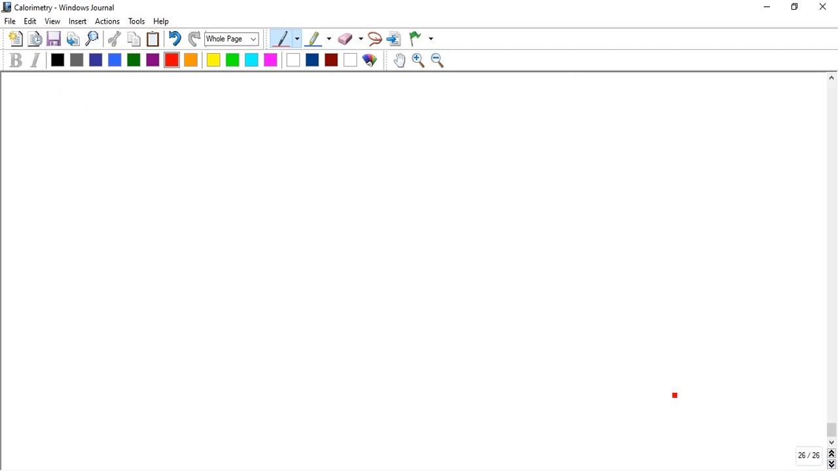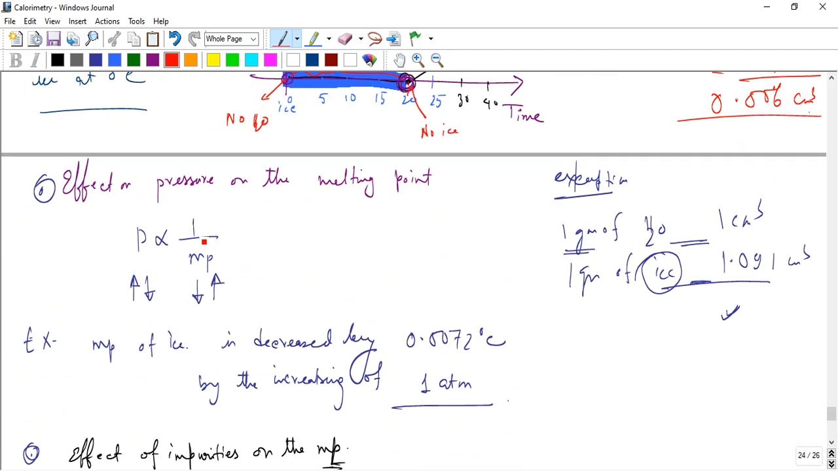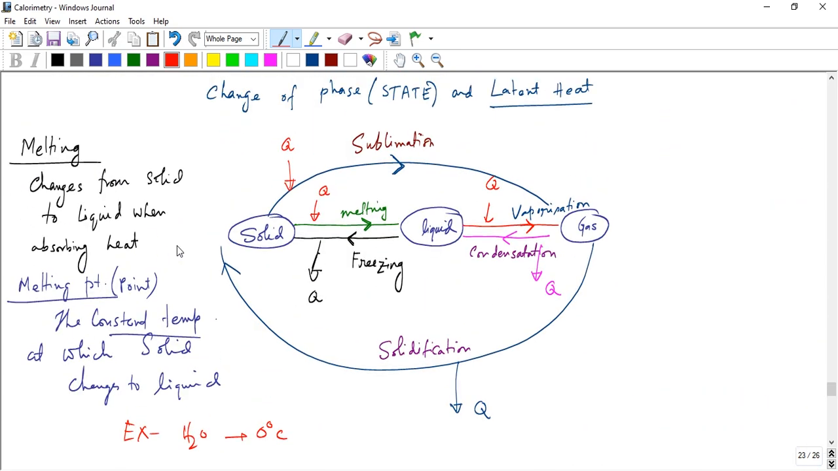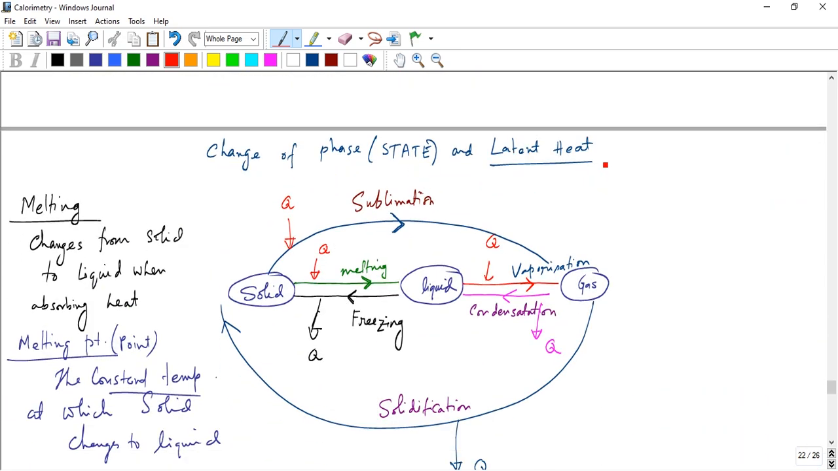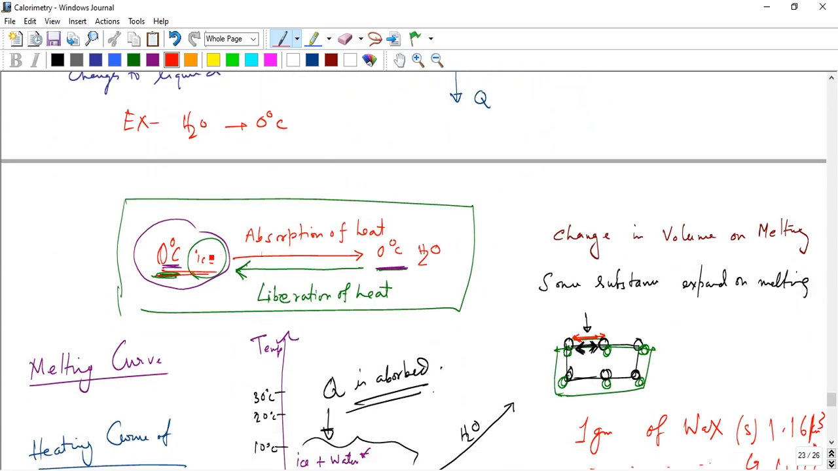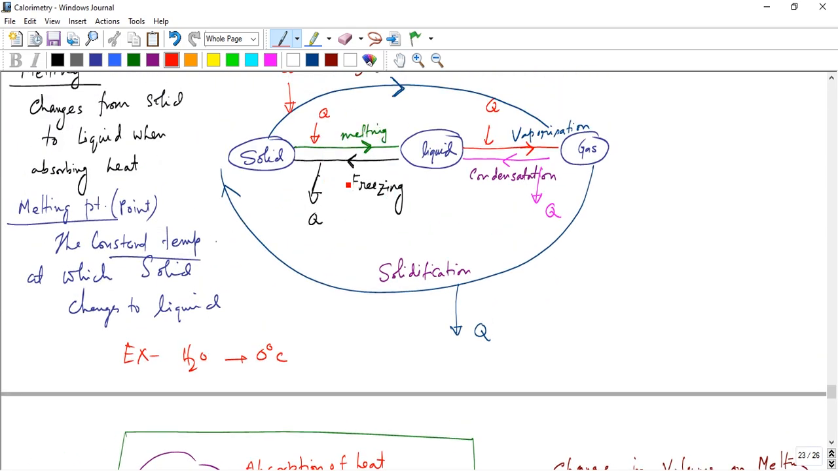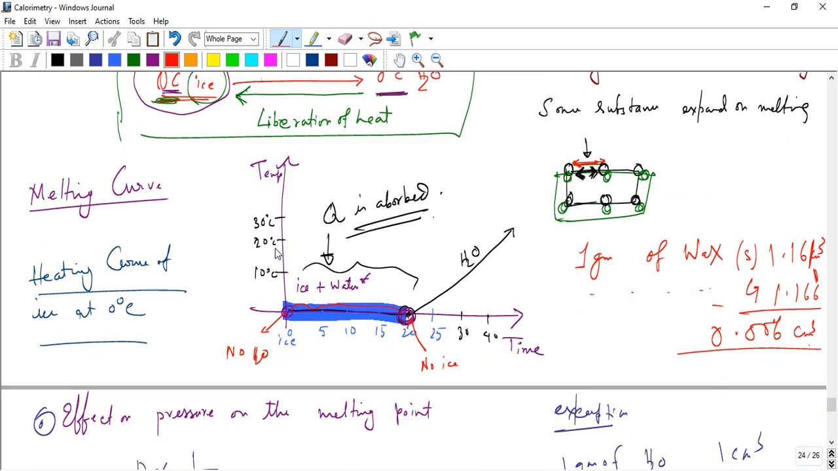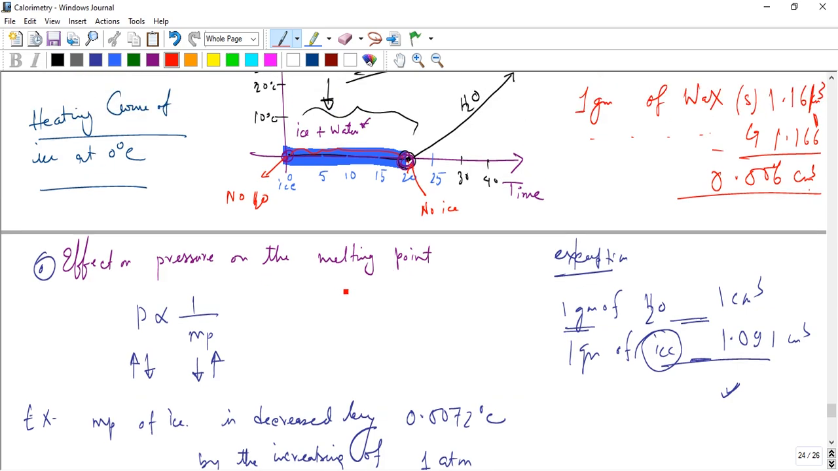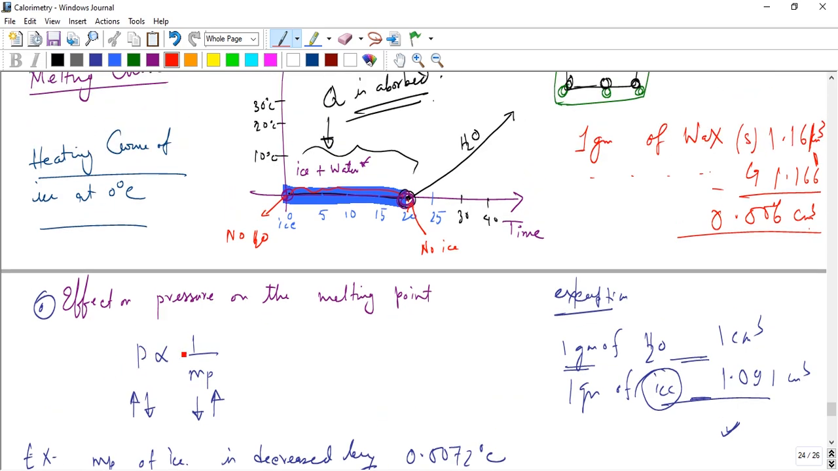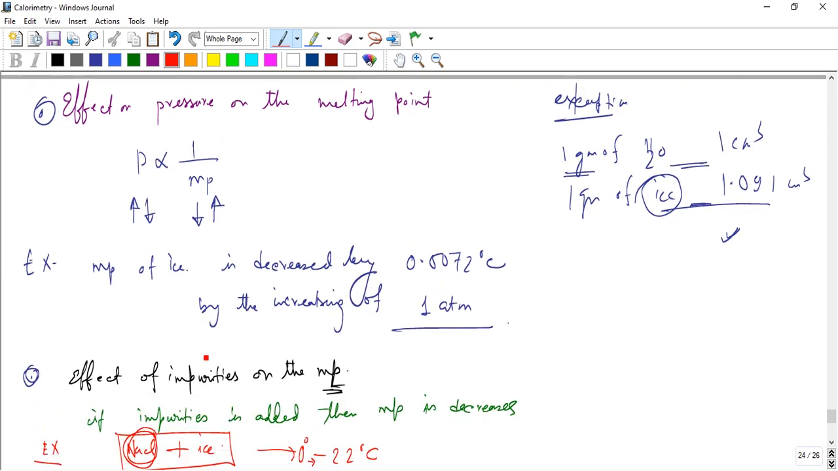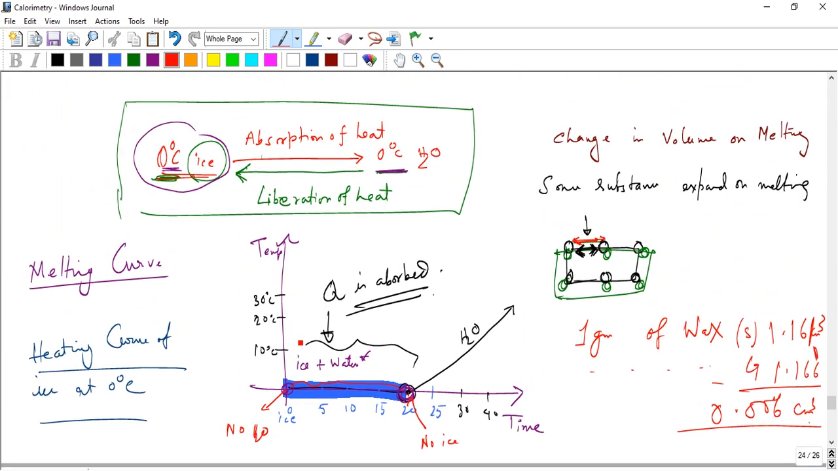Next point, vaporization and boiling. Here is a summary of that portion. We know about change of phase of state and latent heat: solid to liquid by melting, liquid to gas, solid to gas, and gas to solid. First is melting. Melting and freezing are inverse: solid to liquid is melting and liquid to solid is freezing. So the important thing is the melting point, which depends on factors like pressure and the impurities added to the solid.